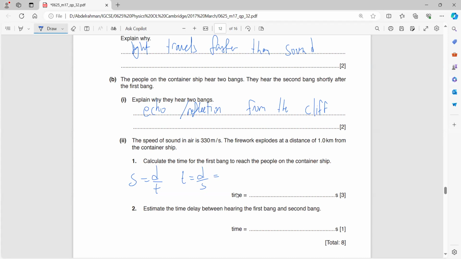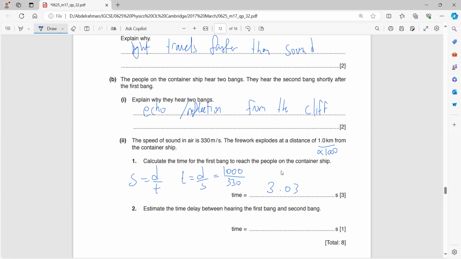The distance is 1 kilometer. Should I just write down 1 kilometer? We multiply 1 by 1000 to change it to meters. So it has to be 1000 meters divided by the speed, which is 330. This would give me a time of 3.03 seconds. Right.